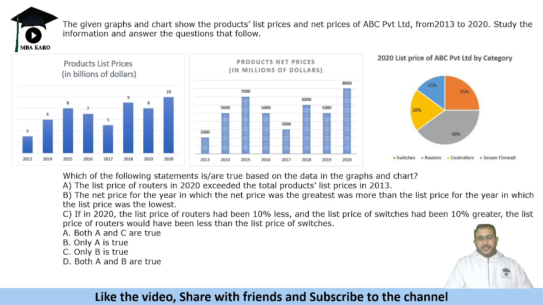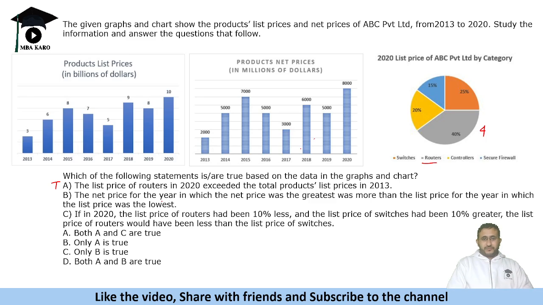Which of the following statements is or are true based on the data in the given graph and chart? So we need to tell the true statements out of the given ones. It says the list price of routers in 2020, and the product list price is 10 billion. So this is 4 billion. Exceeded the total products list price in 2013. The list price in 2013 was 3 billion. So this is exceeding. So the first one is true.